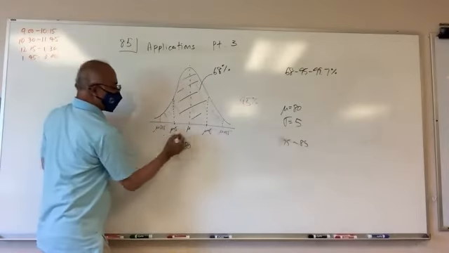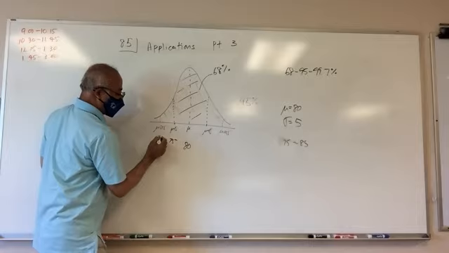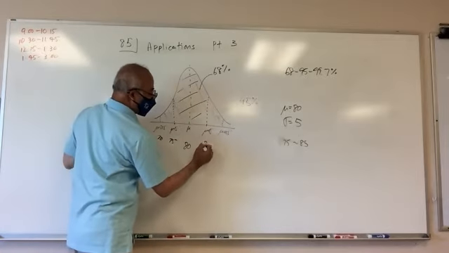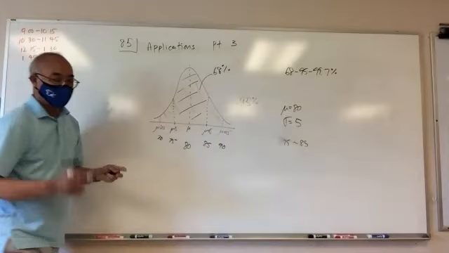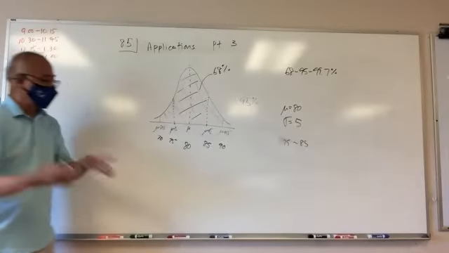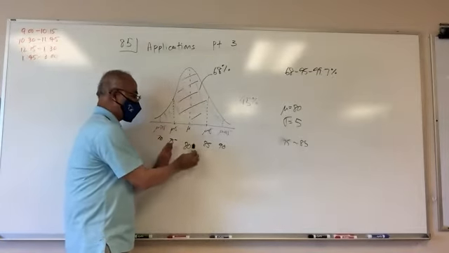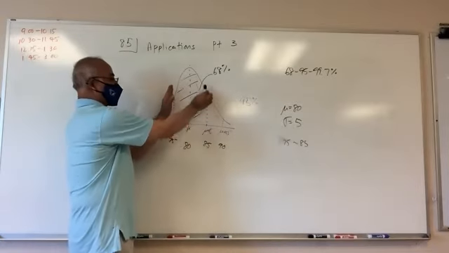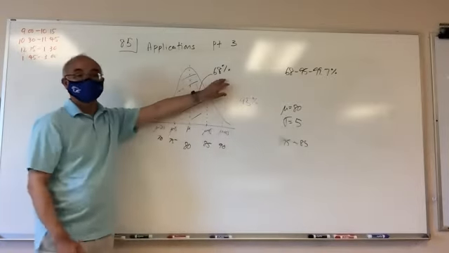Because this would be 80, which means that 1 sigma out would be 75, right? 2 sigmas out would be 70. 1 sigma up here would be 85. 2 sigmas up here would be 90. So I posed the question, what would be the percentage between 75 and 85? That's between plus or minus 1 sigma, so that would be 68%.